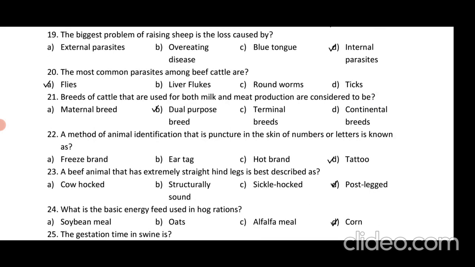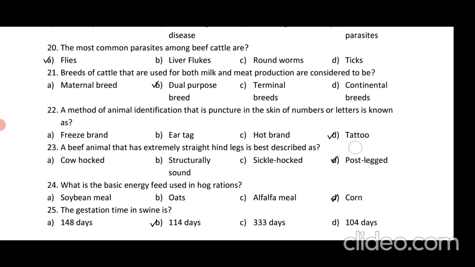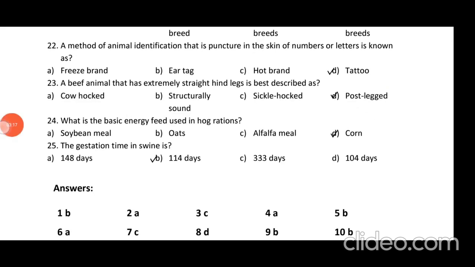What is the basic energy feed used in hog rations? Corn. Corn is the basic energy feed used in hog and poultry rations. The gestation time in swine is 114 days.